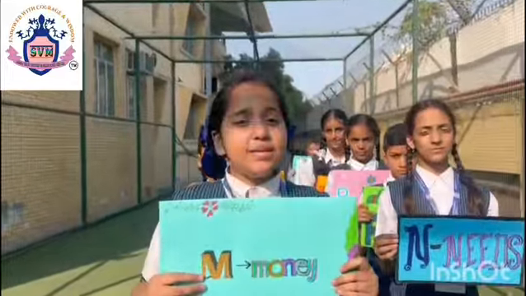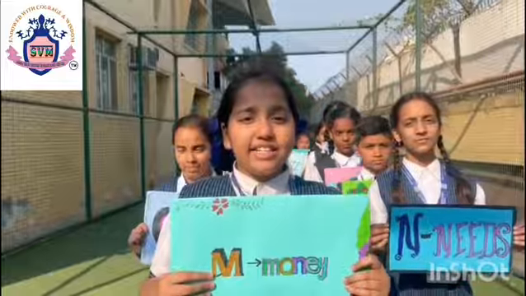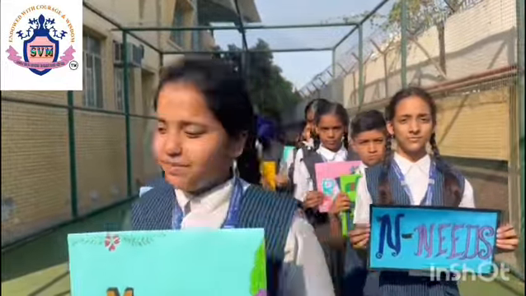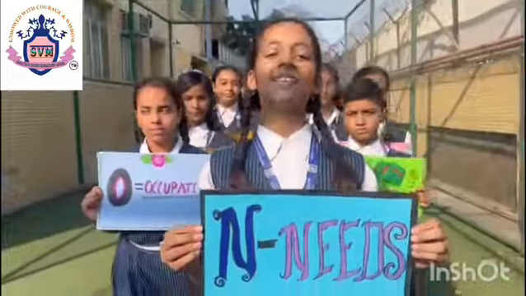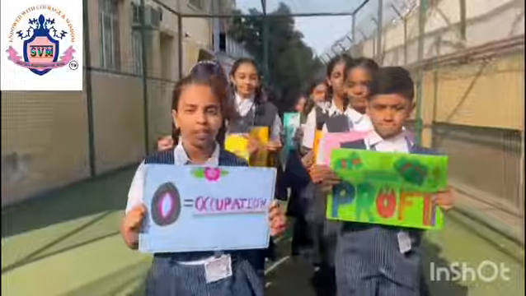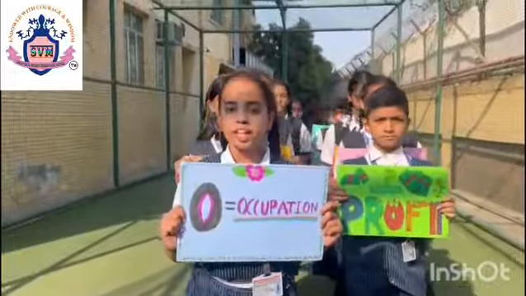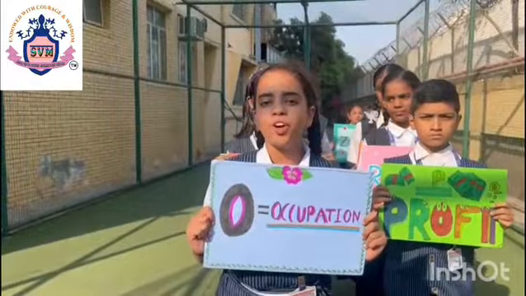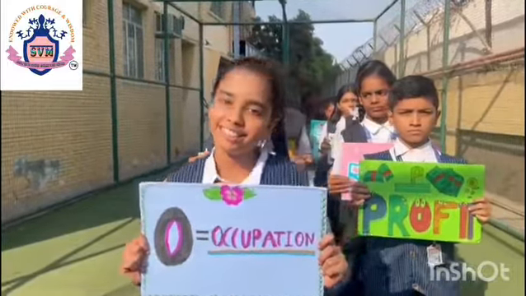Money. Money is the medium of exchange that facilitates transactions for goods and services. Needs. Needs are essential requirement for survival and well-being. Occupation. Occupation is a person's regular work or profession typically performed in exchange for payment.